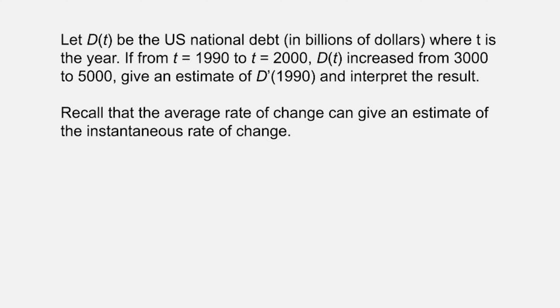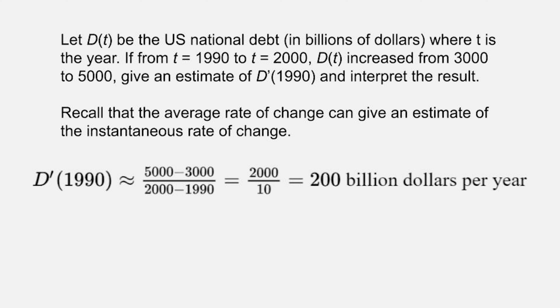We started with an average rate of change and we refined that estimate further and further, and we let that limit go to 0, and then we got instantaneous rate of change. So while I can't determine the exact instantaneous rate of change, I can certainly find the average rate of change from 1990 to 2000. As we've done before, that is the difference in the outputs, which is 5,000 minus 3,000, divided by the difference in the inputs, which is 2,000 minus 1990. We simplify that, that is 2,000 divided by 10, and that is 200.